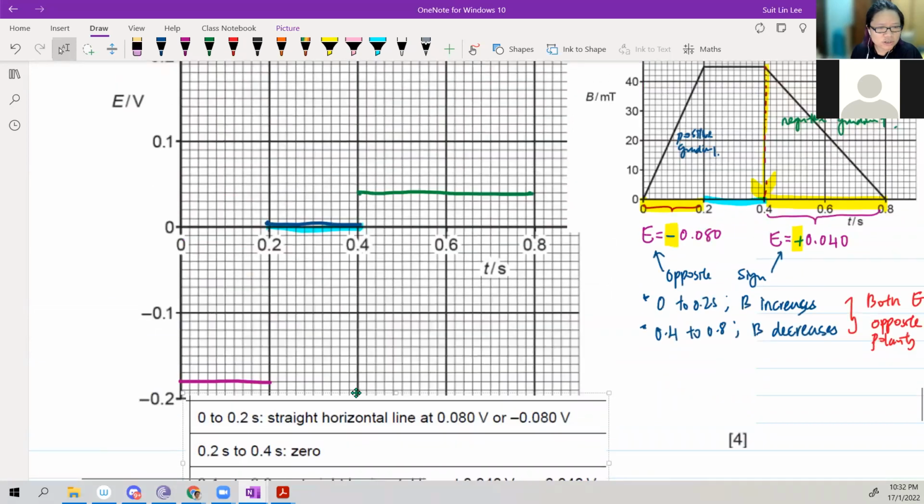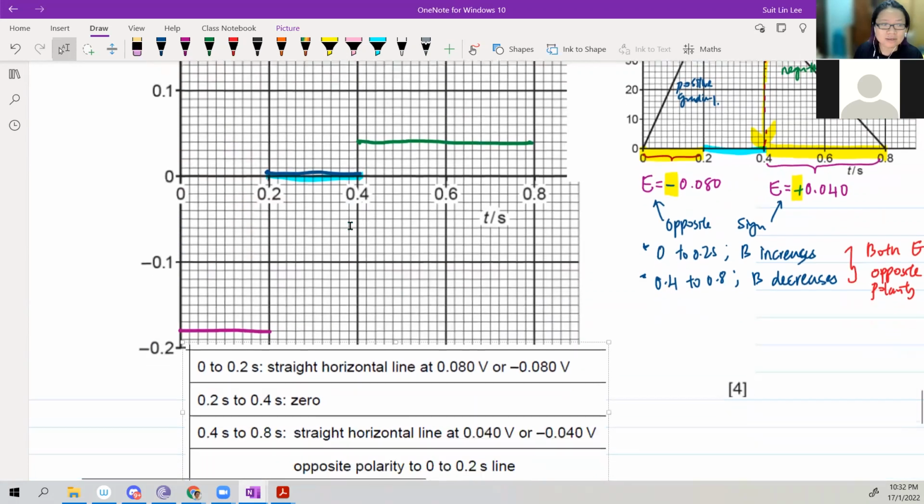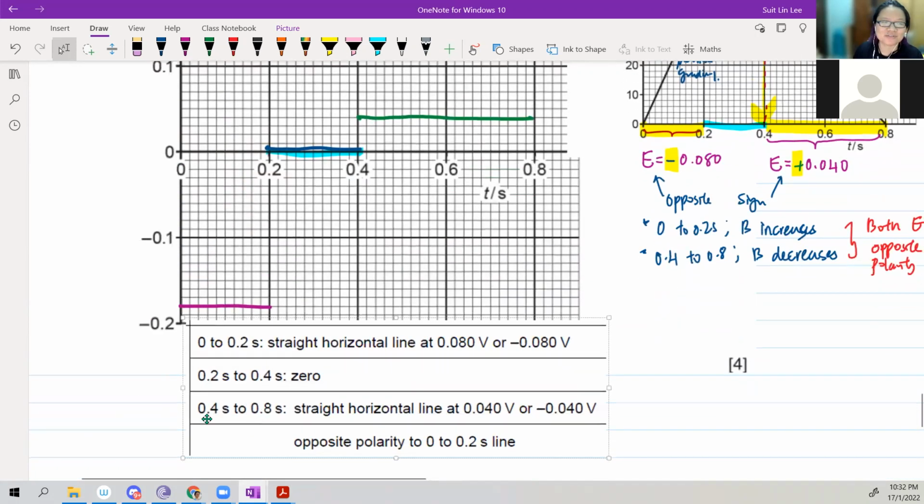So as long as you draw a straight horizontal line, it can be positive 0.08, negative 0.08. Like I said, they don't really care. Okay, you have a 0 from 0.2 to 0.4, that'll be the second mark. Third mark is when 0.4 to 0.8, you draw 0.04 or negative 0.04. Again, they don't care. So the final mark, the final one is when they're opposite polarity.